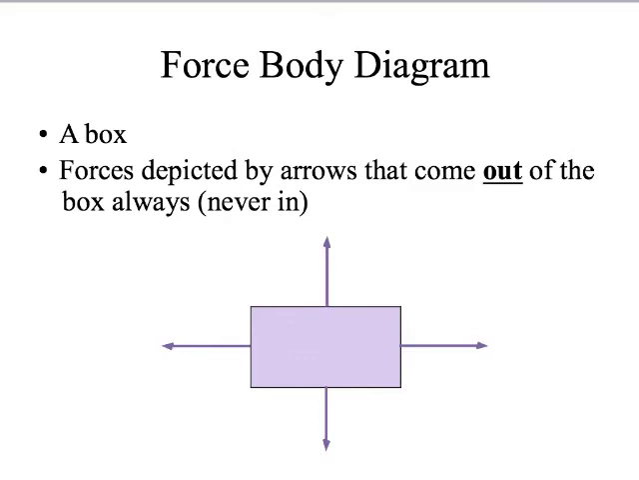Another thing to keep in mind is that the arrow should always point out of the box, all right? So, you know, the gravitational force has to point down. That shouldn't be pointing at the box. That should be pointing down away from the box.